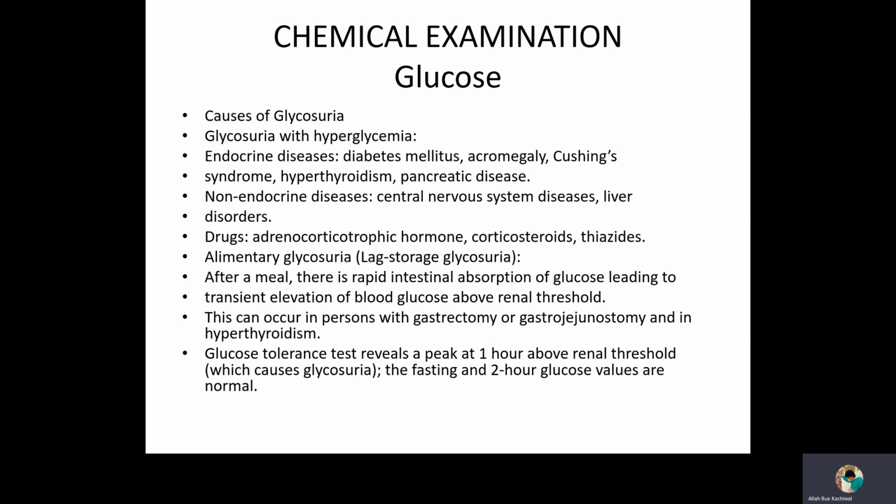After a meal, there is a rapid intestinal absorption of glucose leading to a transient elevation of blood glucose above the renal threshold. So this can occur in persons with a gastrectomy or a jejunectomy and in hyperthyroidism. The glucose tolerance test reveals a peak at 1 hour above the renal threshold, which causes the glycosuria. The fasting and 2 hour glucose values are normal.